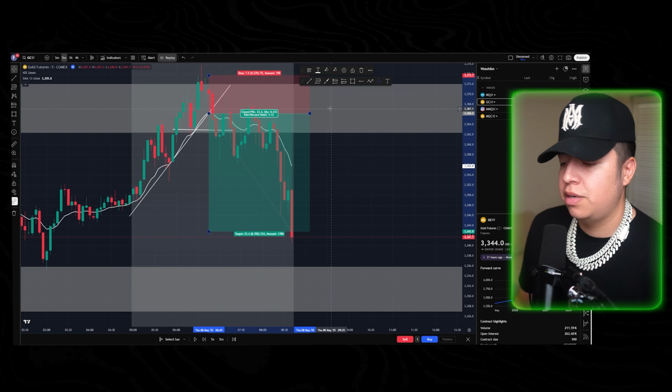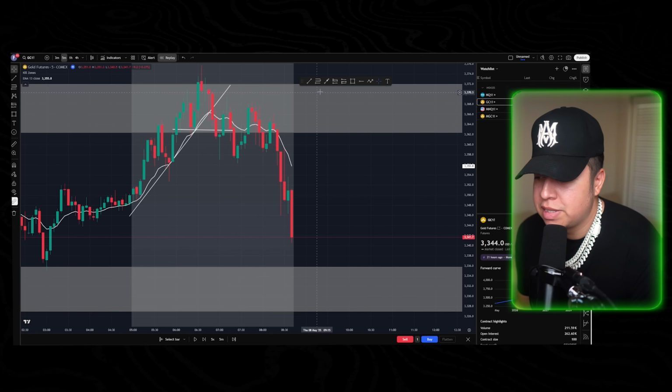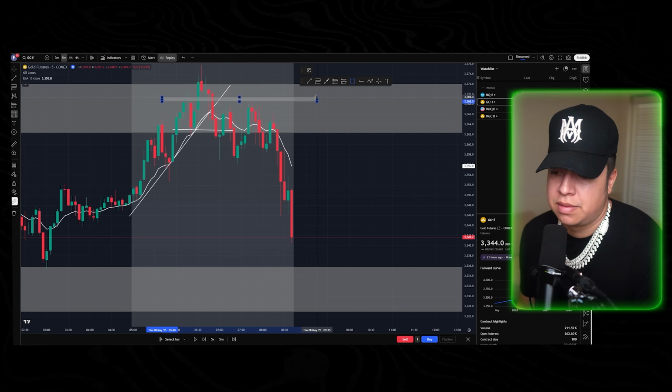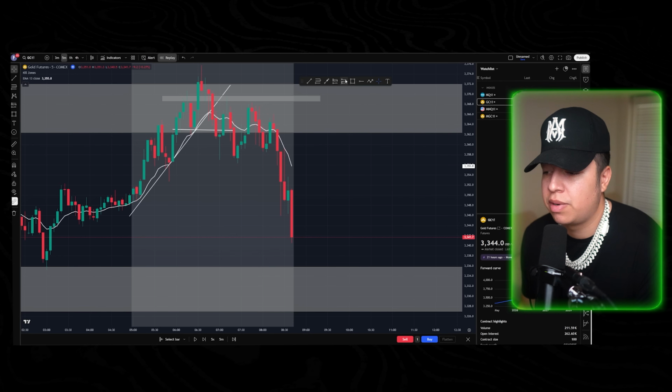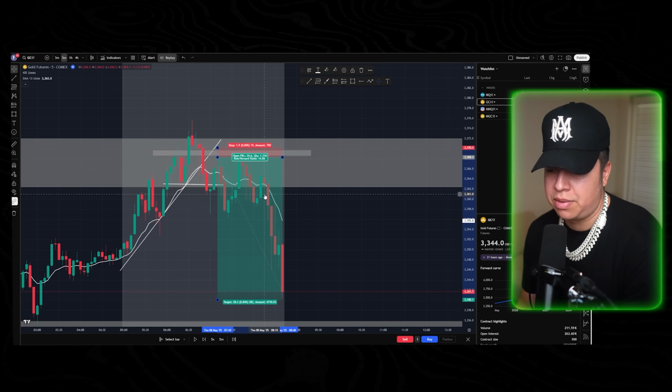So if you're a breakout trader, you could enter it right there. If you're a supply and demand trader, you could enter it right here. If you trade support and resistance, let's see if there's support and resistance. Look at support and resistance right here. You could enter it right there, right? Could have got a crazy risk to reward depending on how you put your stop loss on there.